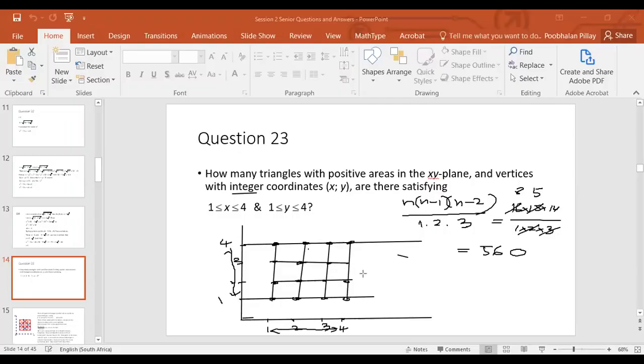No, I'm sorry, 8. 4 verticals. So the eight straight lines, and for each of the straight lines, I have 4 removed. So you have to subtract 32 from here. 8 times 4.